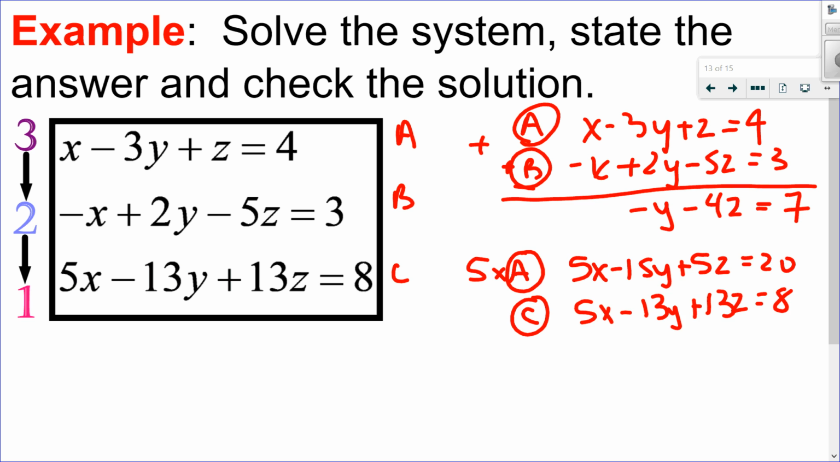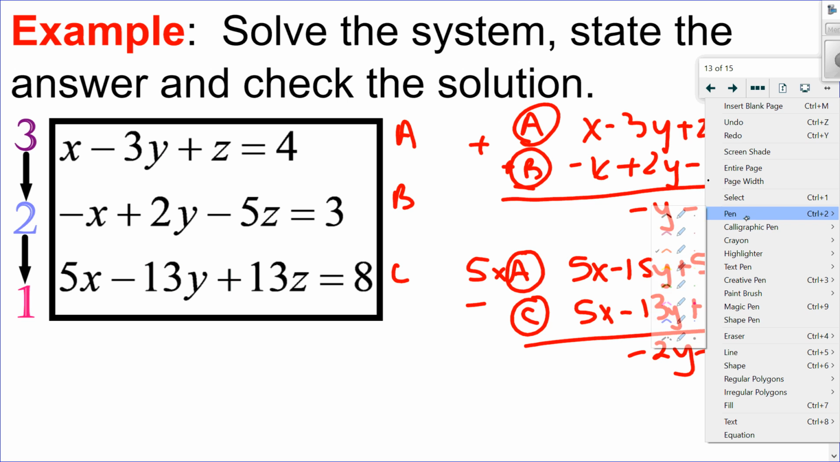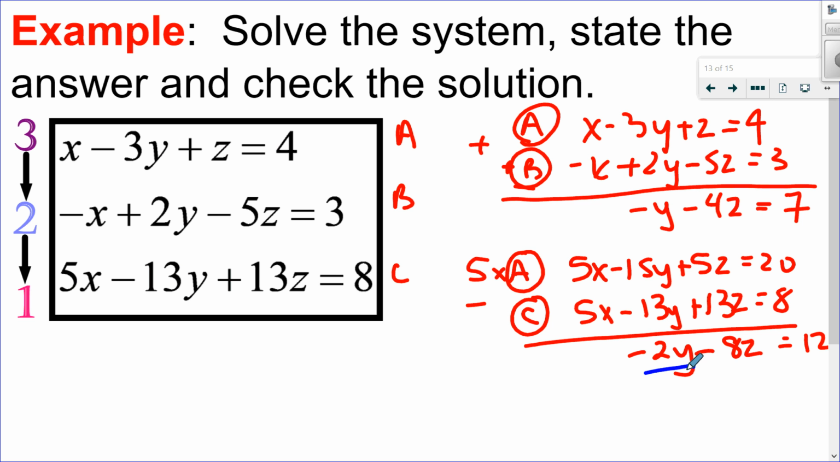Let's try that again. There we go. So 5x take away 5x, gone. Then I have negative 15y take away negative 13y is negative 2y. 5z take away 13z is negative 8. And 20 take away 8 is 12. I notice that everything here is divisible by 2, so just to make my life simpler, I'm going to divide each of my terms by 2. So I end up with negative y plus 4z equals 6. I'll call this equation D and this one equation E.